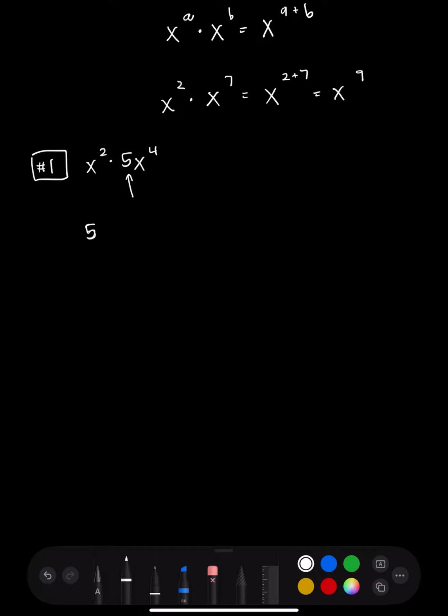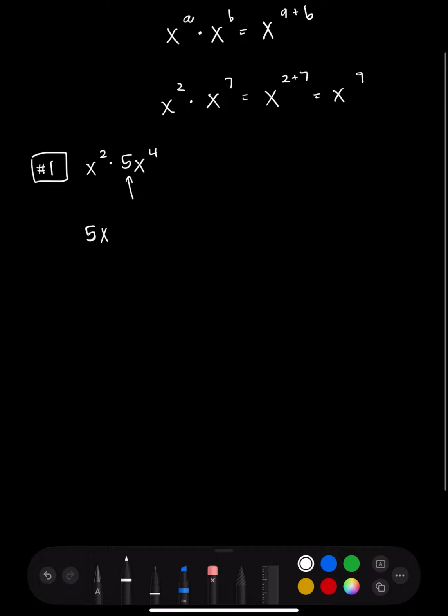And then you have the x squared and the x to the fourth. Now, based on this product rule, that's the same thing as saying x to the 2 plus 4, which, if I simplify that, I end up with 5x to the 6th. And that is my final answer. Okay, let's go through another example.